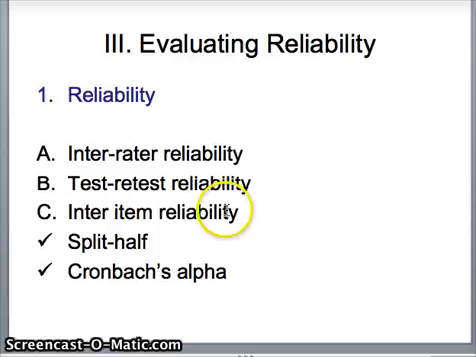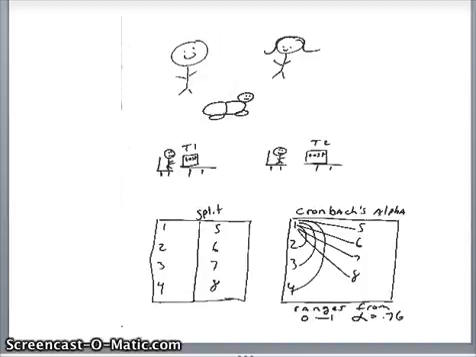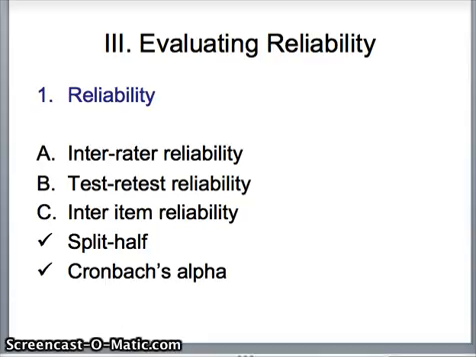And lastly, inter-item reliability. This is when you have a measure and you want to see how well the items on the measure hang together. You're checking the reliability of the measure to assess a construct. So split half reliability is sort of how it sounds. You take the measure and you administer it to people, and then you basically split the measure, say items 1 through 4 in one group and 5 through 8 in the other, and then you correlate them to each other. If the items correlate highly with each other, it shows good split half reliability.